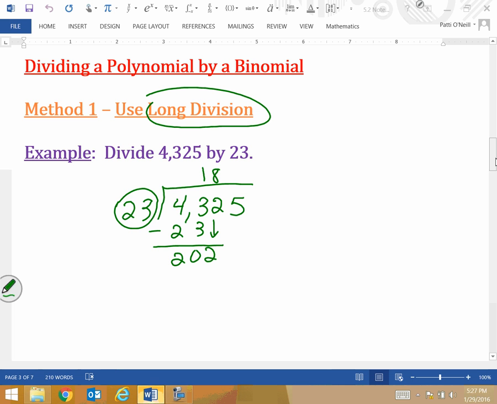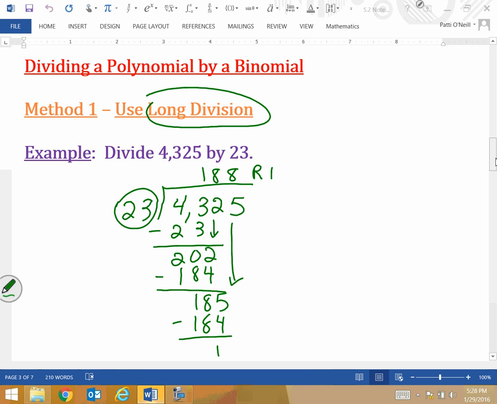So 8 times 23 is 4. Carry the 2. That's going to give us 184. So we're going to subtract, and that will be 8, and we'll get 18. And then bring down the 5 last. 23 goes into 185. Well, we know 8 times it brought us to 184. So it'll go in another 8 times with that remainder of 1 because we have no more to bring down.